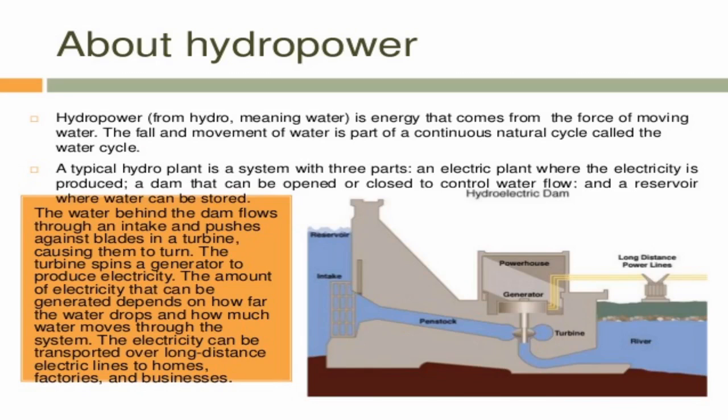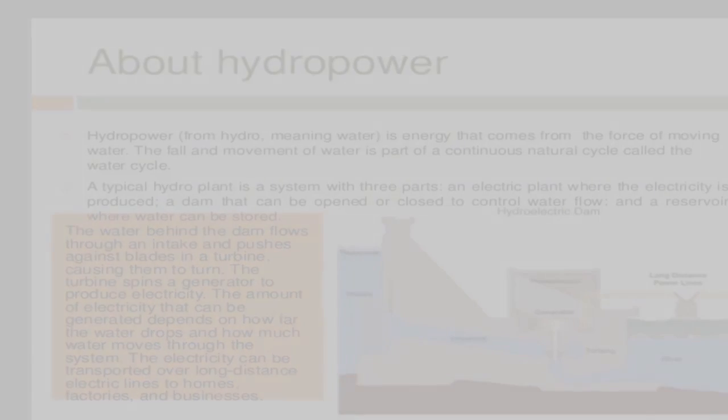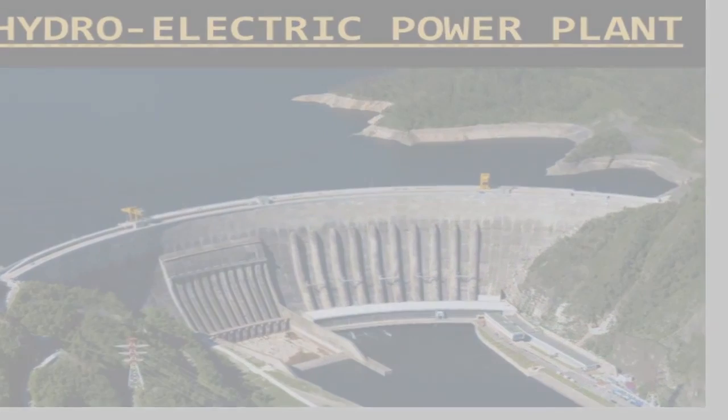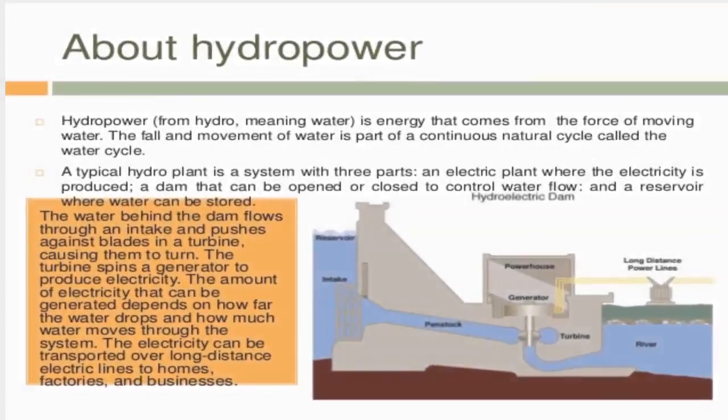And guys, the fall and the movement of water is a part of the continuous natural cycle called the water cycle. You can see the picture of a hydropower plant. We have a number of power plants in Pakistan which can generate electricity at large level, and we can generate 50,000 megawatt of hydroelectricity, right? So, guys, let's move towards our next source of electricity.